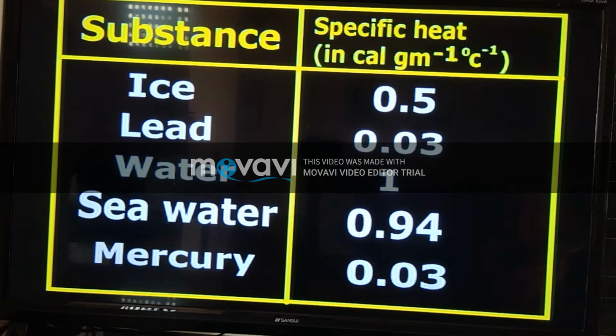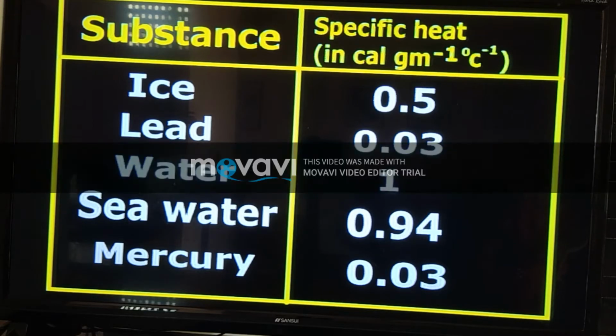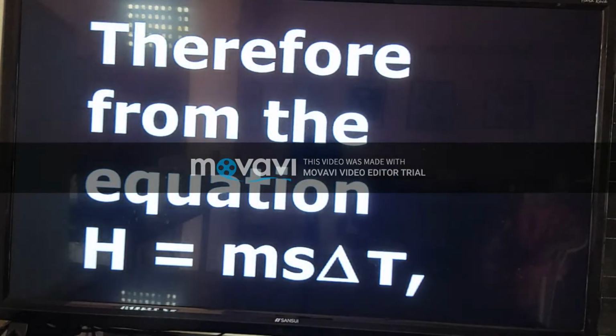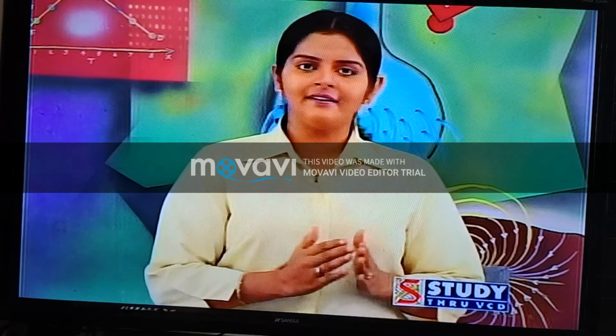Substance, specific heat in calories per gram per Celsius. Ice 0.5, lead 0.03, water 1, seawater 0.94, mercury 0.03. Therefore, from the equation H equals m s delta T, the flow of heat from one body to another does not depend upon the amount of heat energy in them, but upon their temperatures.